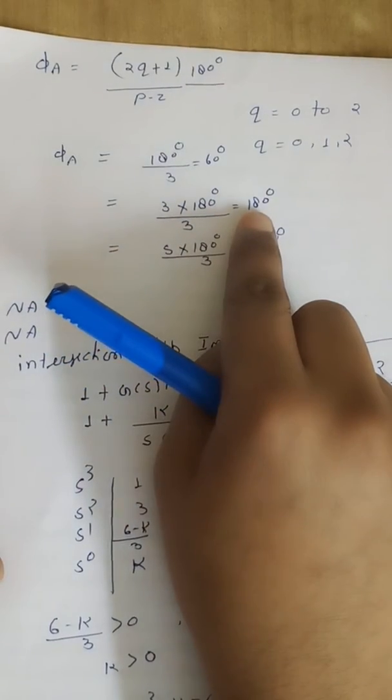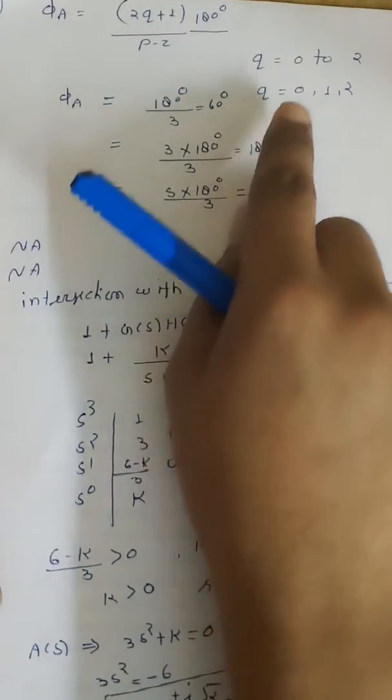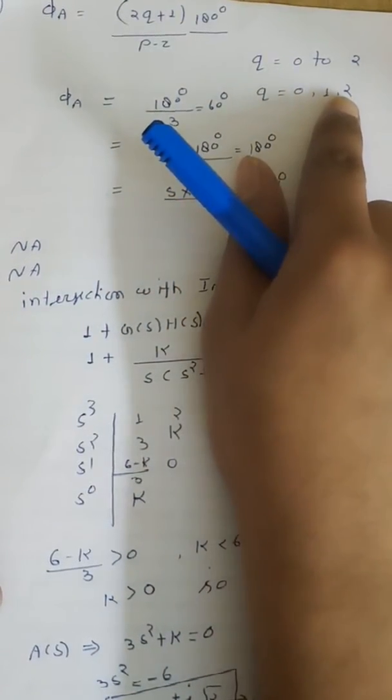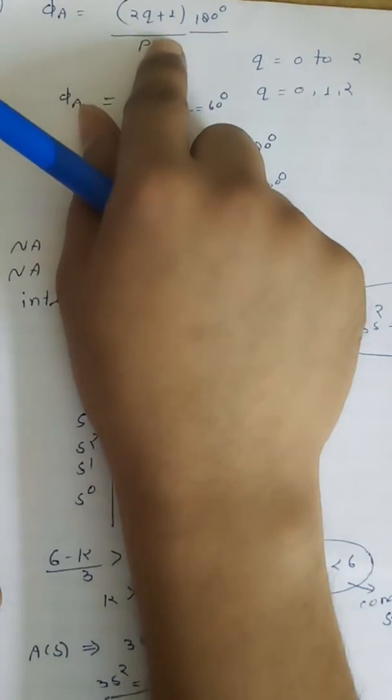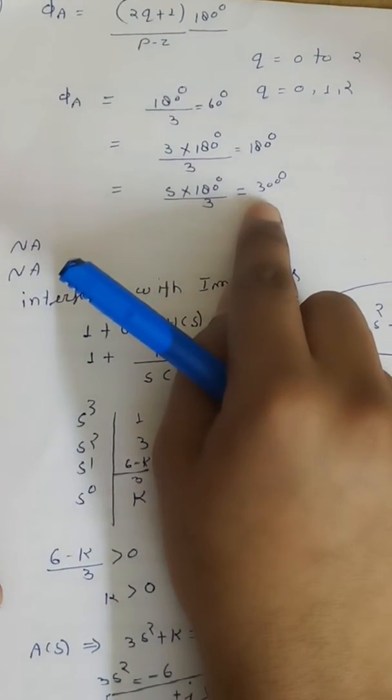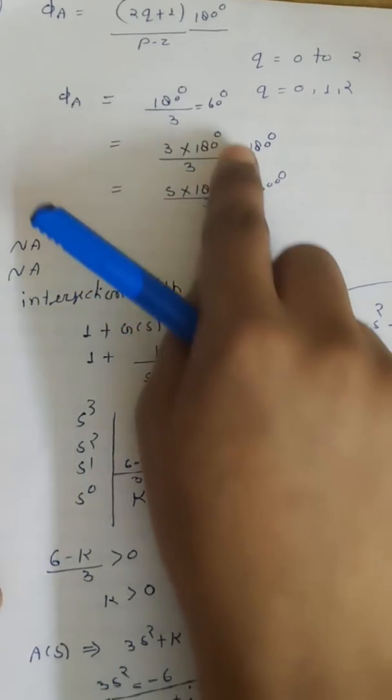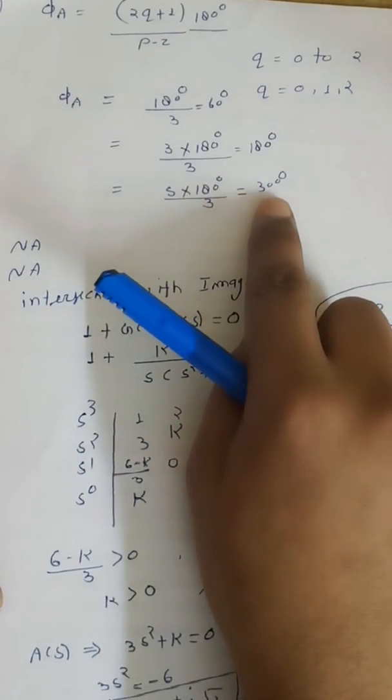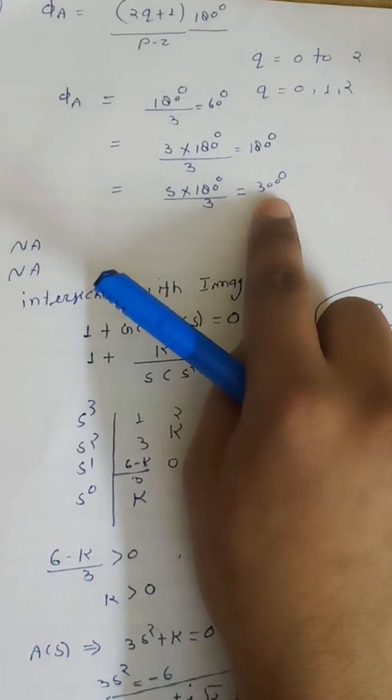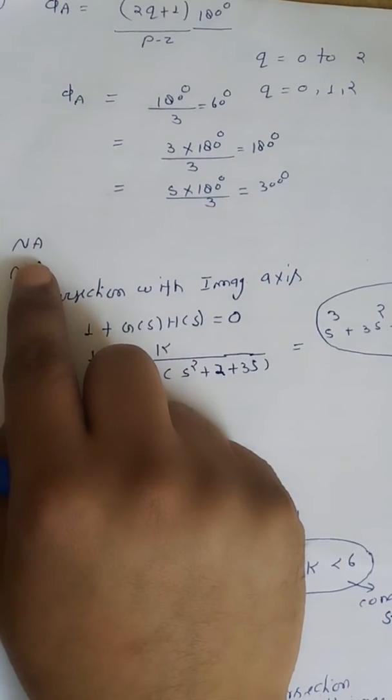So we have 180 degrees. Last we can calculate after putting Q equal to 2 in the equation. So we have 300 degrees. So the angles of asymptotes become 60 degrees, 180 degrees, 300 degrees. Now rule number 8 is not applicable because we don't have any complex pole. So we cannot calculate the angle of departure from a complex pole.